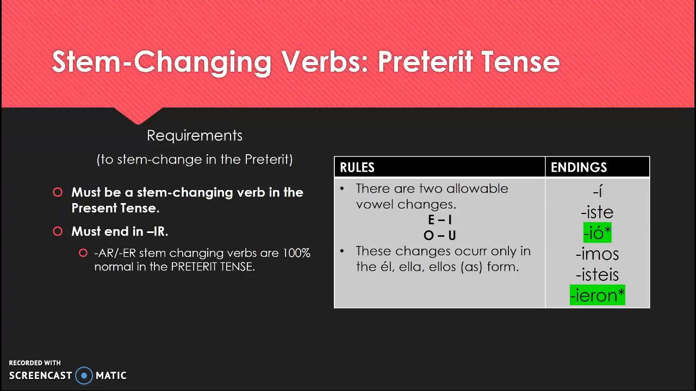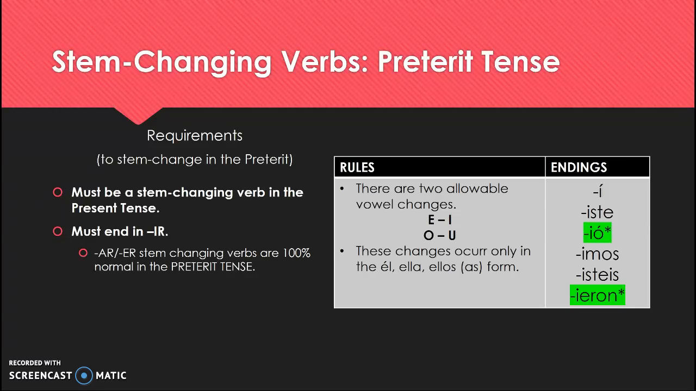But there's another requirement. Not only must it be a stem changing verb in the present tense, but it must end in IR. So if we have a verb like pensar or a verb like volver, they do not qualify. They are 100% normal in the preterite tense because AR and ER verbs cannot vowel change at all in the preterite tense. Only those stem changing verbs that happen to end in IR. And once we figure out if a verb meets those 2 requirements, then we can look at the possible rules that will apply to it.